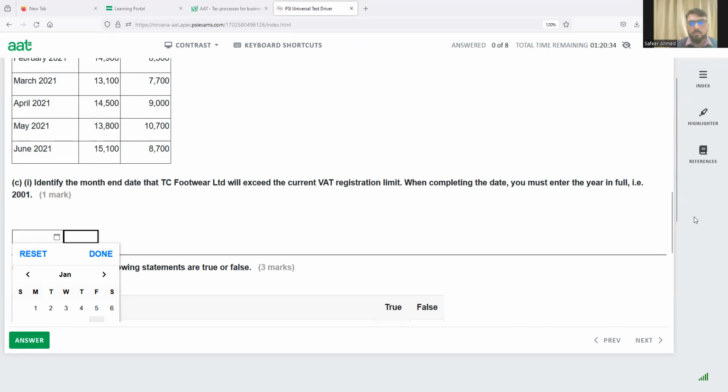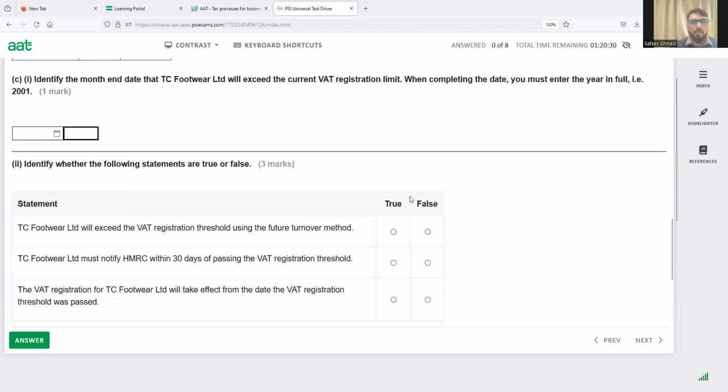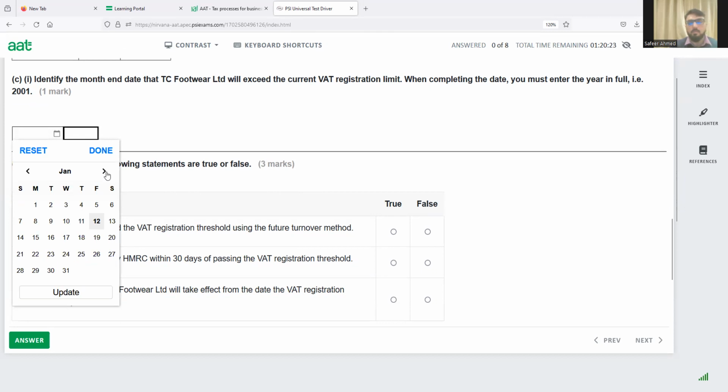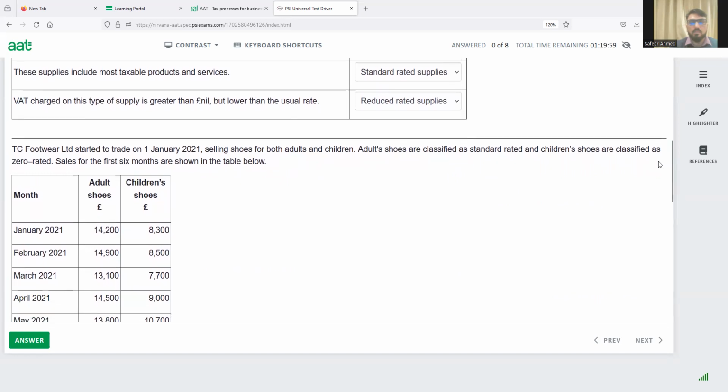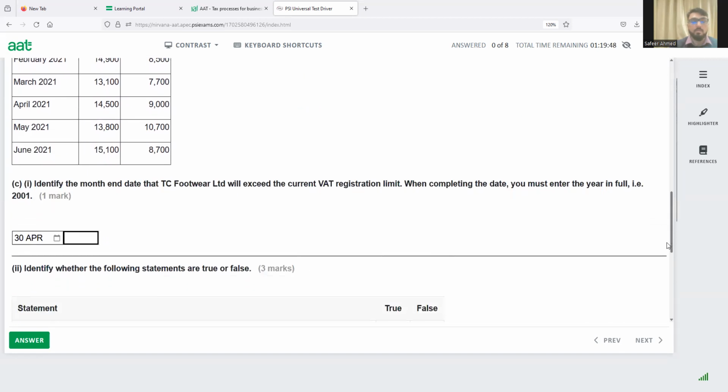So once you click on that, it will take you to the calendar, and then you will be selecting. I'm sure that you won't be seeing that here, but when you will be attempting it, if you go to the month of April, and then of course the last date of April, which is 30th of April, and which year it is, whichever year they mentioned. Okay, so you will be looking at when this person has started trading, which is from 1st of January 2021. So 30th of April 2021, the business has exceeded the threshold limit. So this will be 30th of April 2021.